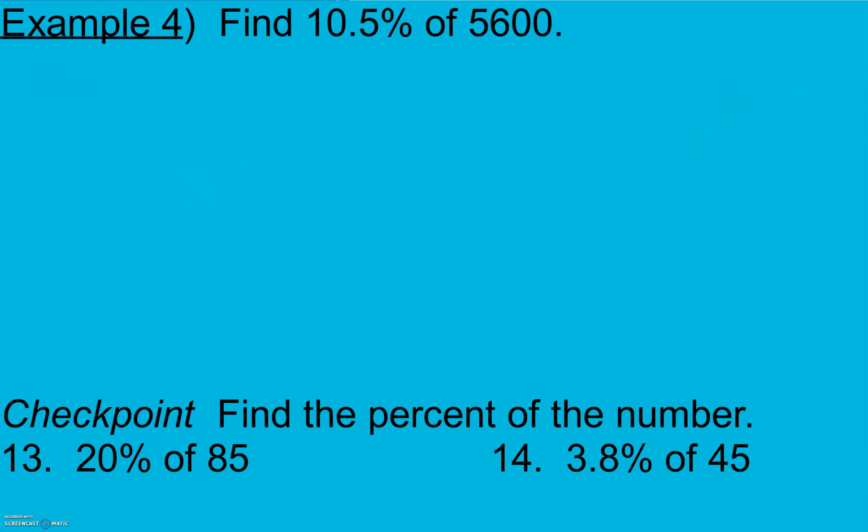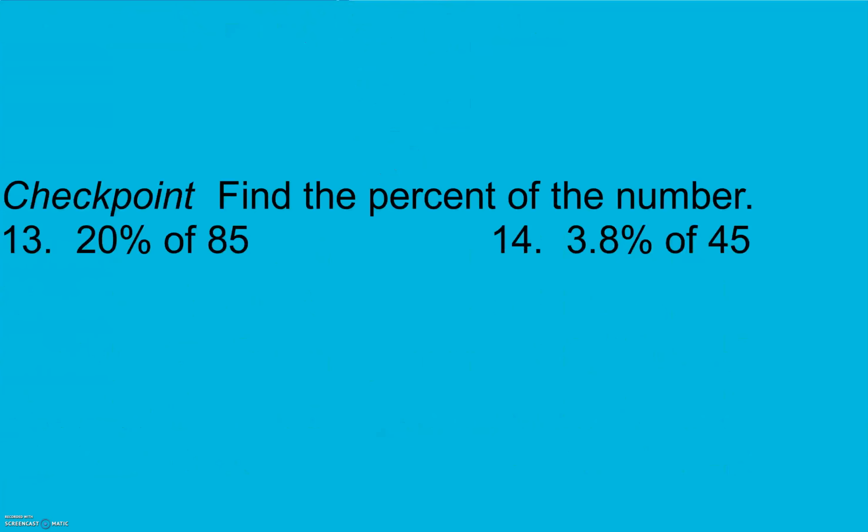Here, we're going to use decimals to try and solve this. So 10.5% is the same as 0.105. Of in math means times, and 5,600. From here we can just type that right in our calculator and we're going to get 588. So again, if we switch from a percent to a decimal, of means times our total there, and we get 588. Same idea here. Feel free to pause and give these a try.